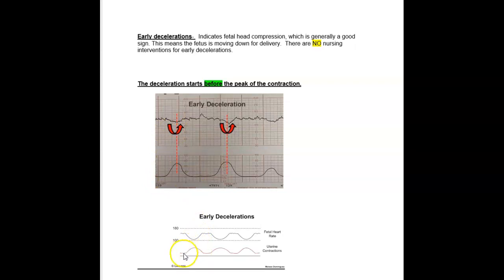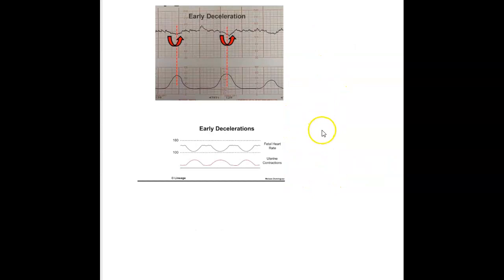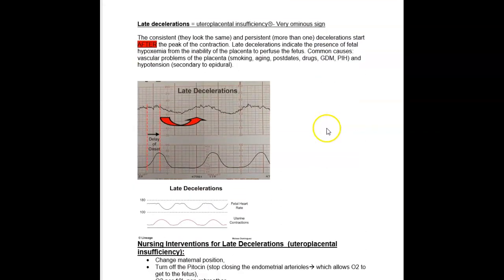You can see it down here. When the contraction started, the heart rate started going down. And you can see that was before the peak. These are good. This just indicates head compression, which is a good sign. It means that the baby's head is being squeezed, is molding, and moving down for delivery. And there are no nursing interventions. We love early decels. Late decelerations are very, very, very bad.